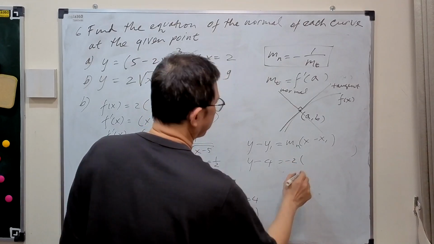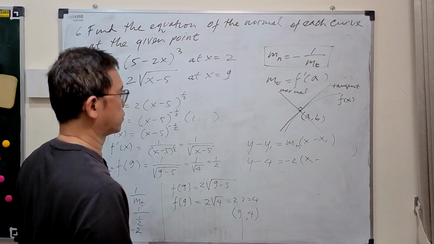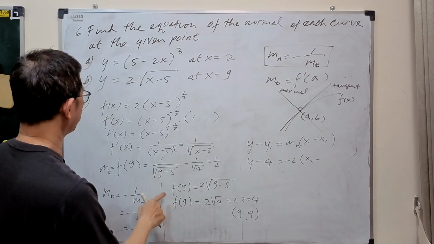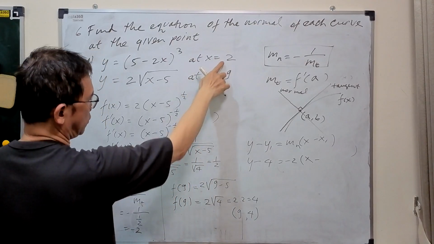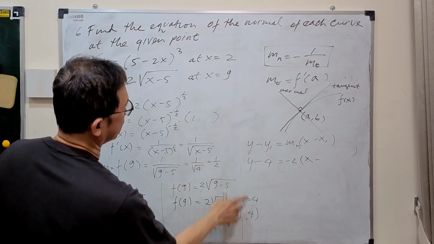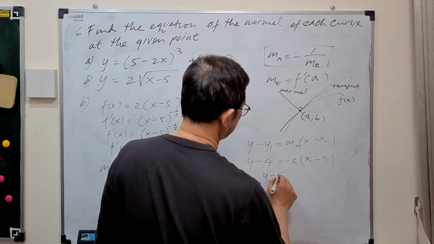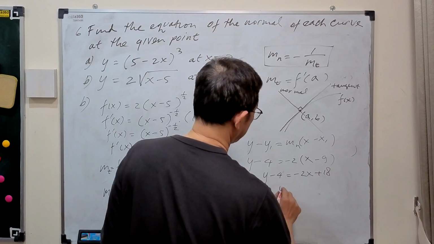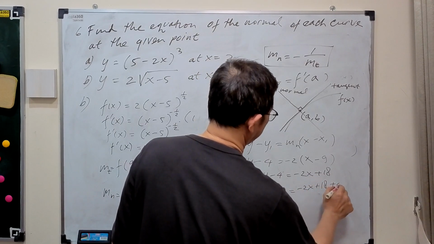Negative 2, so times (x minus x1), the x coordinate, which is 9. So this will be y minus 4 equals negative 2x plus 18, then y equals negative 2x plus 18 plus 4.